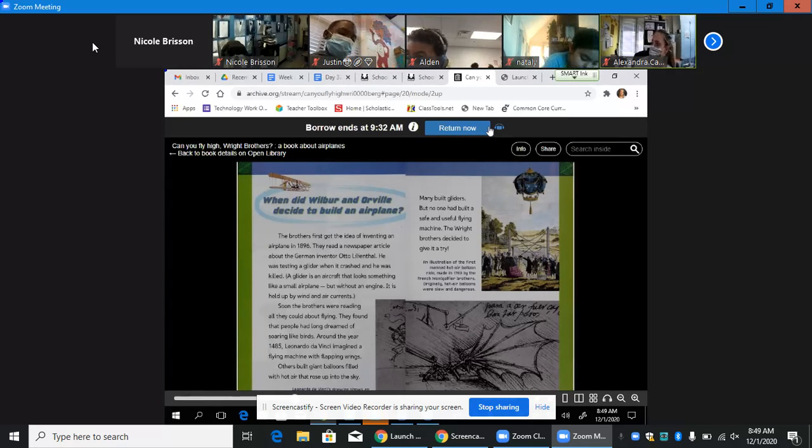Many built gliders, but no one had built a safe and useful flying machine. The Wright brothers decided to give it a try. So on here, we've got some great nonfiction text features. Who can give me one text feature that they see? Axel, what's one text feature you see?